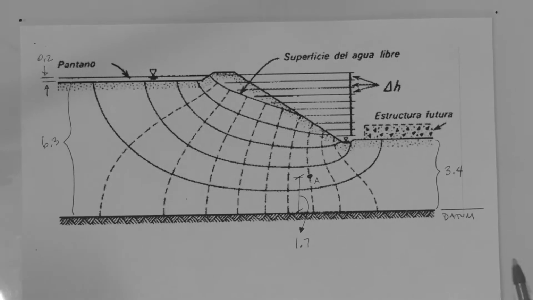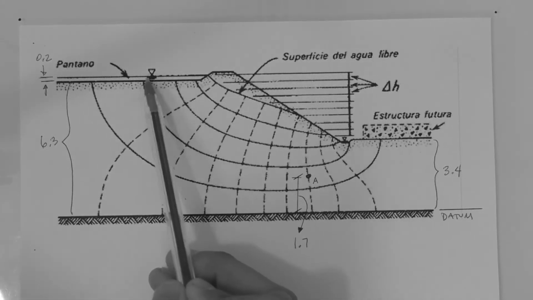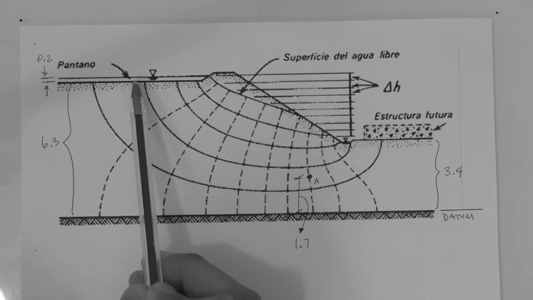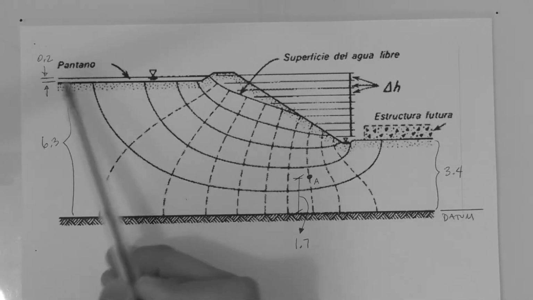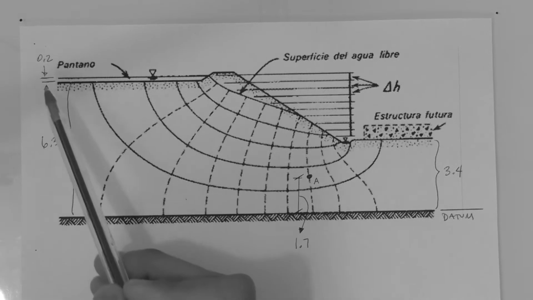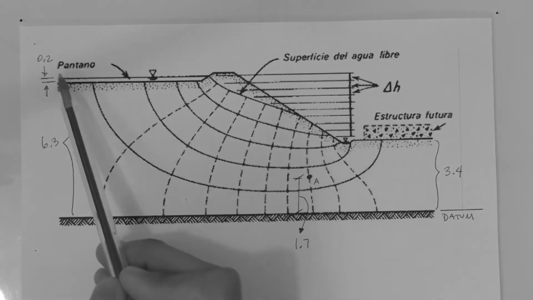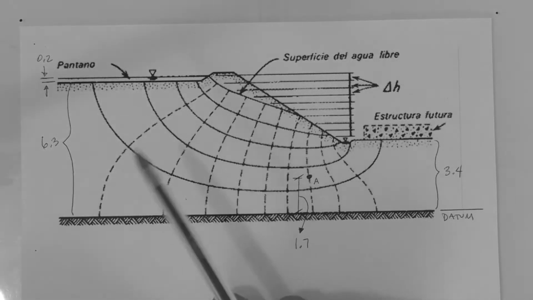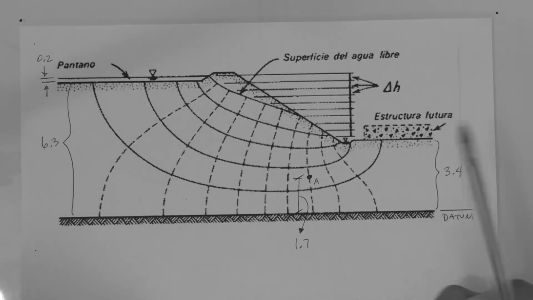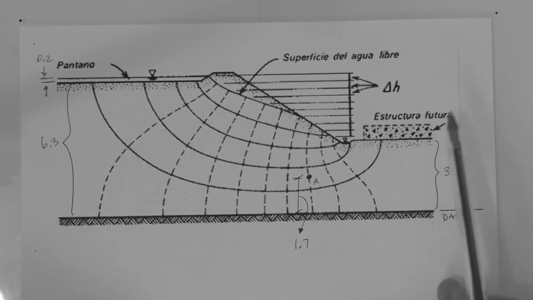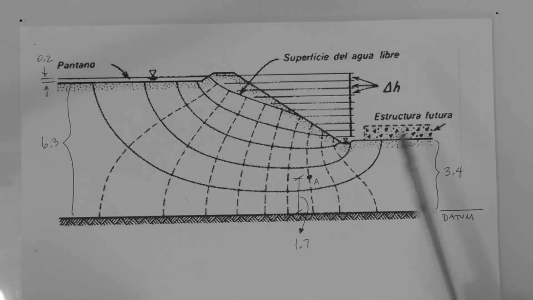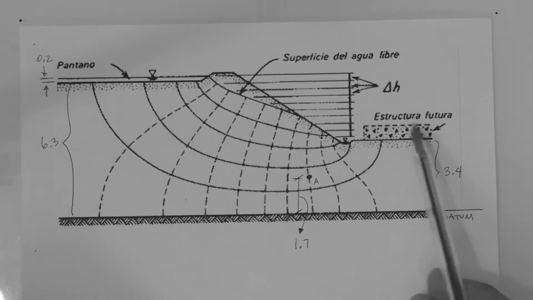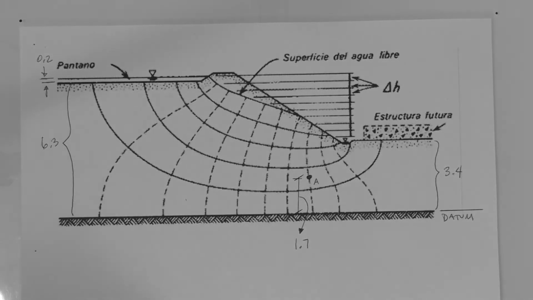A few things to say here. The reservoir that is being retained by the dam over here has a small height, or depth, let's say 0.2 meters. This is why it is referred to as a pantano, or swamp. The second thing to say is that over here on the downstream side, there is a structure, estructura futura, which means a future structure. So we're going to ignore that for the example that we're going to solve in just a second.